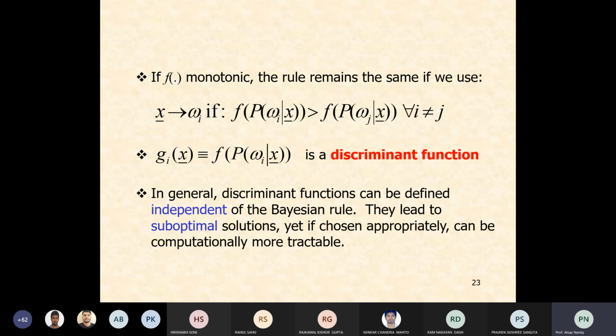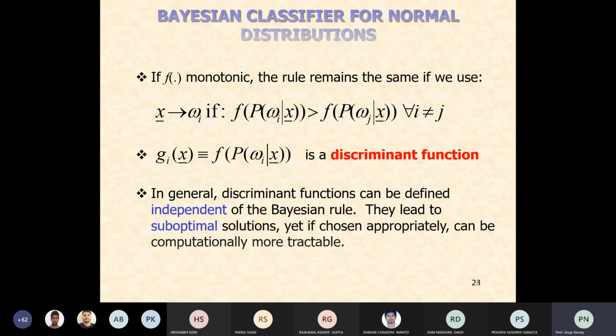Whenever we are talking about the decision surface, it means that it is separating the contiguous regions between these two spaces. As you can see, if you have one line, above the line it is one class, below the line it is another class. Now these functions can be defined as independent of the Bayesian decision rule, and you can get suboptimal solutions. Also, if chosen appropriately, they can be computationally more tractable. So that is the concept.